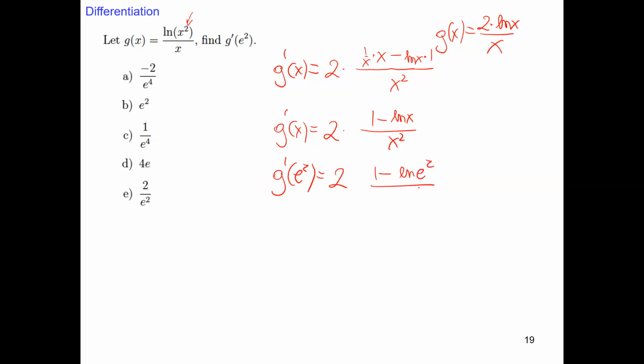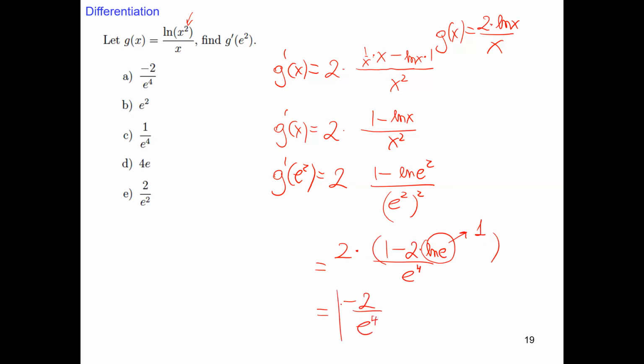Natural log of e squared over e squared squared. 1 minus, and again, this one will be 2 times ln of e, and ln of e is 1. 2 minus 1 is 1 times 2, negative 2 over e to the power of 4. And I believe we do have one option like this. Okay, nice: quotient rule, logarithmic formulas. Yes, lots of good concepts.